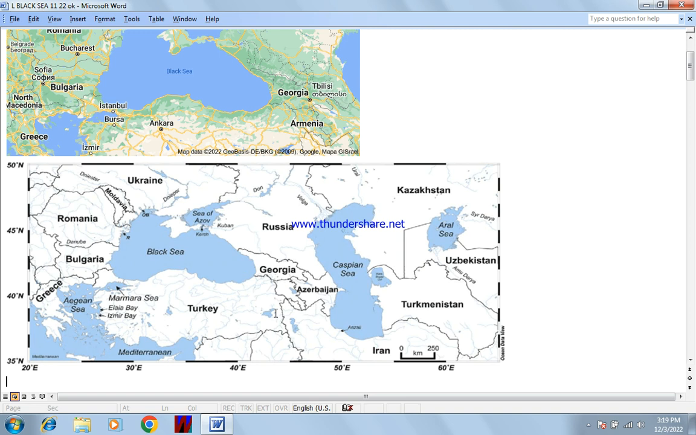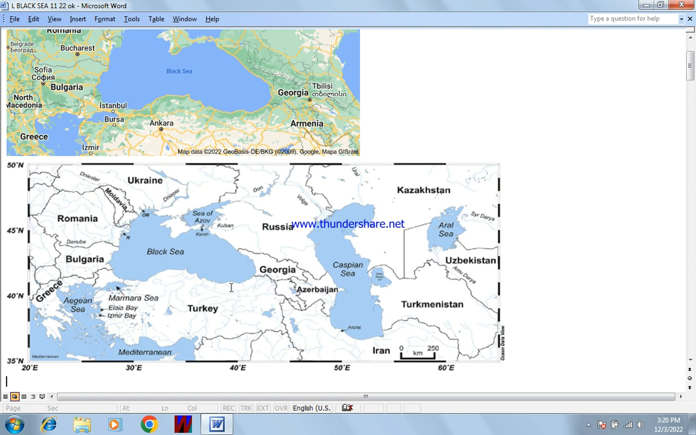These three countries are called Transcaucasian states. Caucasus Mountain passes through these states. And now this is Ukraine, which is at war between USA and Russia and Ukraine. This is Moldova. This is Romania. This is Bulgaria, and its capital is Sofia.